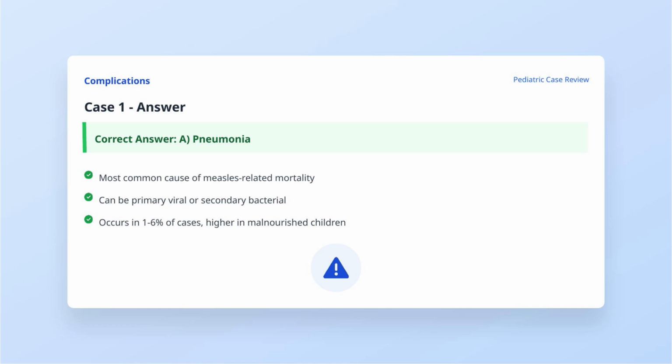Pneumonia. Pneumonia is the most common severe complication of measles and the leading cause of measles-related mortality worldwide. It can occur as primary viral pneumonia or from secondary bacterial infection. Pneumonia complicates approximately 1 to 6% of measles cases in developed countries, but is more prevalent in malnourished children and those with vitamin A deficiency. Early recognition and appropriate management, including oxygen support and antibiotics when indicated, are crucial.